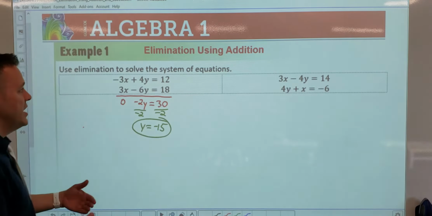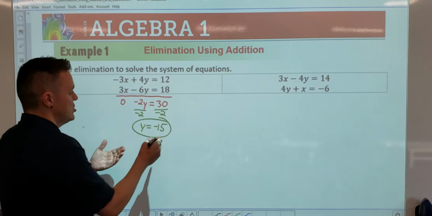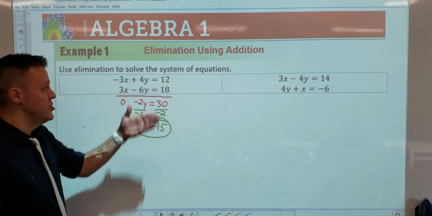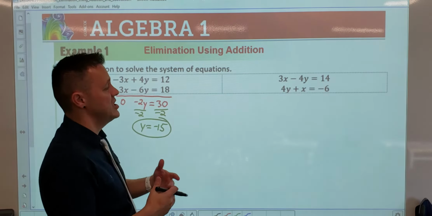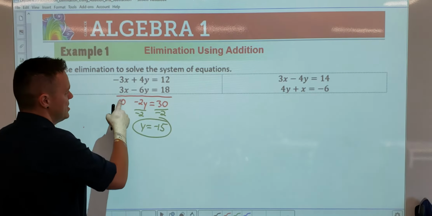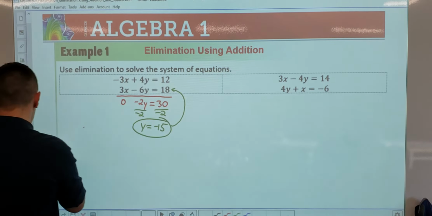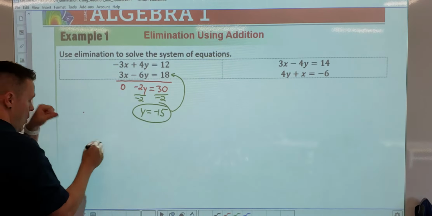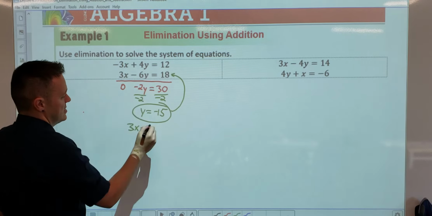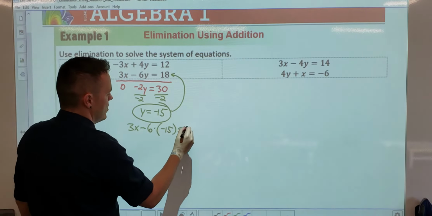Hey, we got one. Now what you do, ladies and gentlemen, is plug this value into one of the original equations. Which one? It's up to you, but you do have to pick one. Elimination by addition is a little harder, because some things aren't simplified as easily. So I'm going to try to stay away from the negative variable, so I'll throw it in right here into this one. If y equals negative 15, it'd be 3x minus 6 times negative 15, and that equals 18.